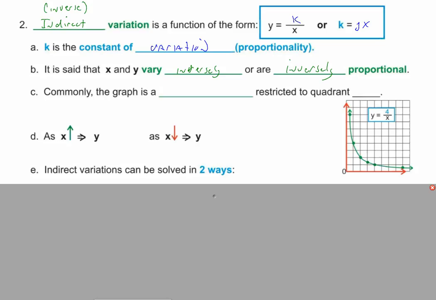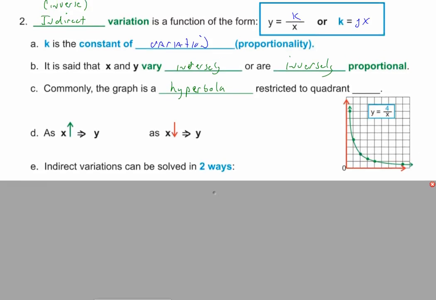All right. Commonly, the graph is a, by the way, what was the name of that shape? I think I've only said it a couple times. Hyperbola. Awesome. All right, so inversely proportional.